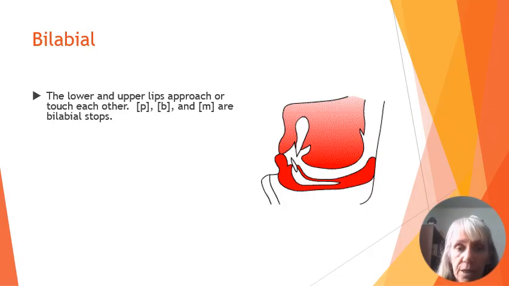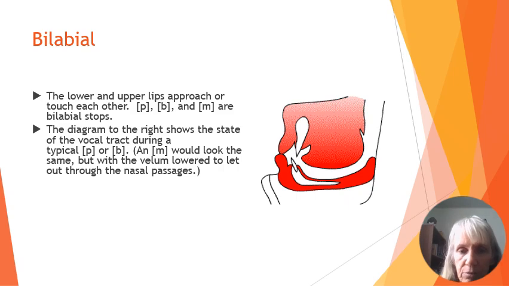The lower and upper lips approach or touch each other. So they may not actually be touching in some of these sounds, but they're moving towards each other. And we see this in the p and the b and the m, our bilabial stops, okay? So those are the ones. P, b, m. The lips are together in those sounds. You can try them for yourself.